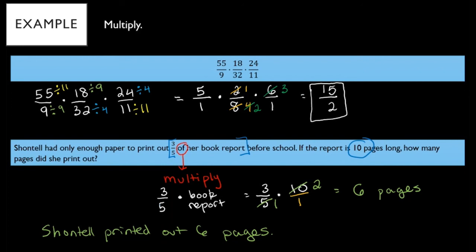So the question says, how many pages did she print out? Then you say, okay, she printed out 6 pages. You just try to answer the actual question as your final answer, as a check to make sure that what you've done is what you were supposed to do. Because it's really easy to accidentally do the wrong thing or get the wrong answer, or do something not what was asked, because you just kind of get into the zone of doing the math without thinking about what you're really actually looking for.